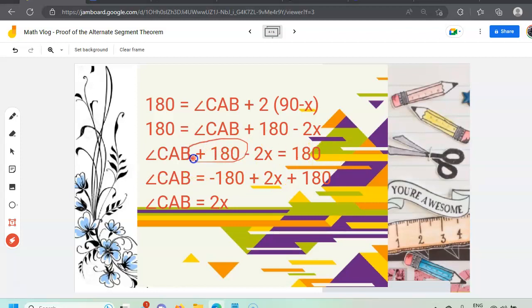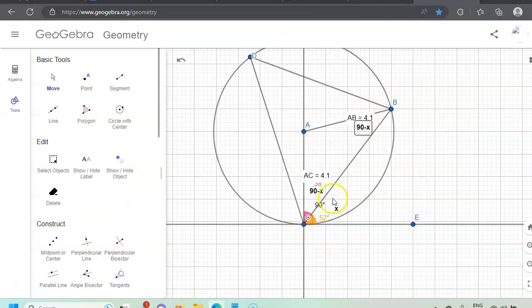So transposing positive 180, we have negative 180. Transposing negative 2x from left to right, we have positive 2x. And then copy positive 180. Then copy angle CAB. And then as you can see, we have a negative 180 here, and we have a positive 180 here. So that can be cancelled out. So what remains at the right side is just 2x. Hence, using algebra, we have shown that angle CAB is 2x.